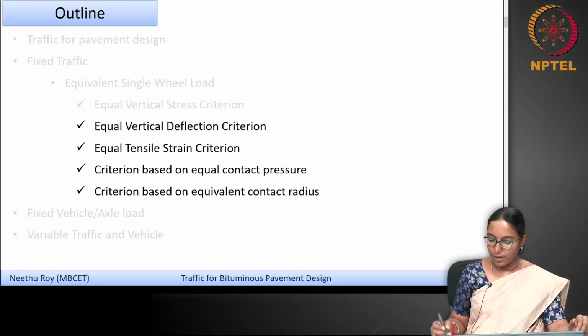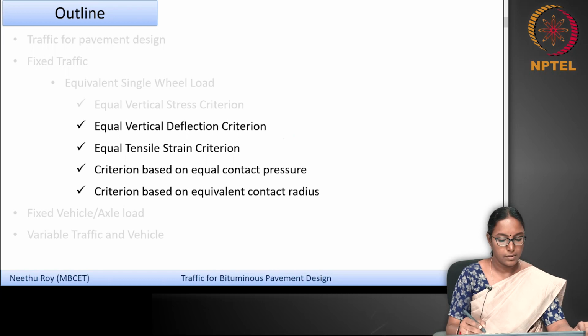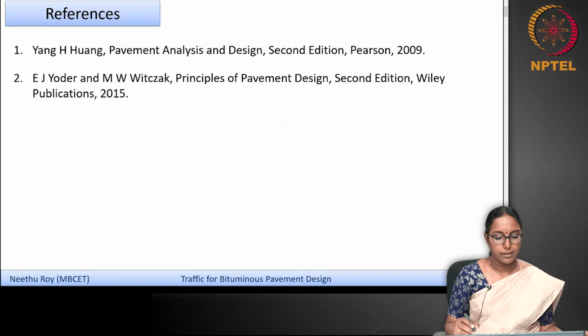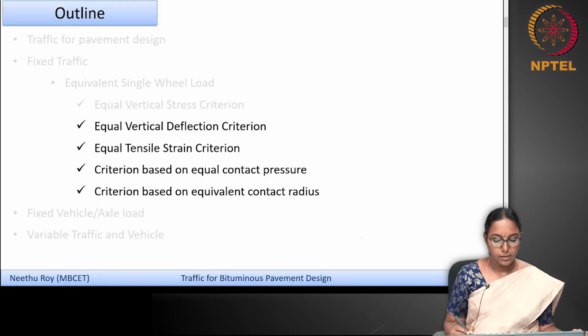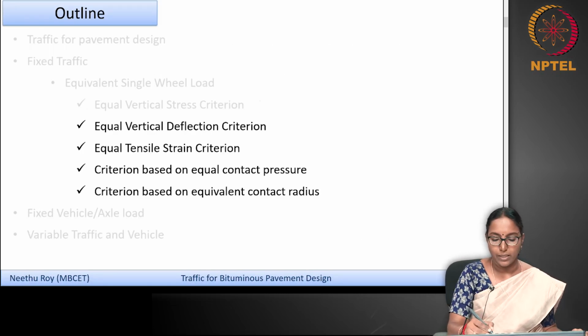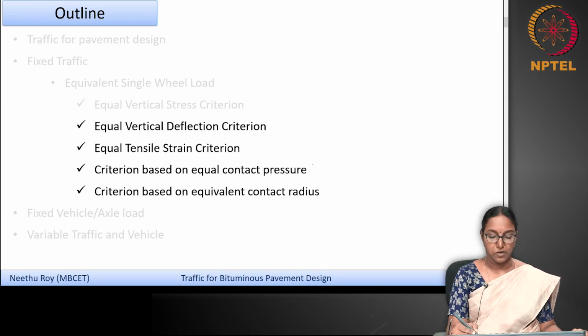Now we will continue with the other methods for the determination of equivalent single wheel load. The references are Pavement Analysis and Design by Huang and Principles of Pavement Design by Yoder and Witczak. Of the other four approaches, we have already seen the equal vertical stress criteria by Boyd and Foster and Ahlvin. Now we are going to discuss the approach by equal vertical deflection criteria, then equal tensile strain criteria, and then the criteria wherein an equal contact pressure or an equivalent contact radius is considered.